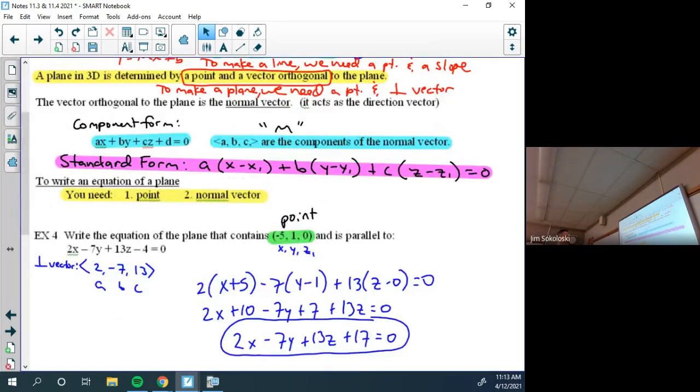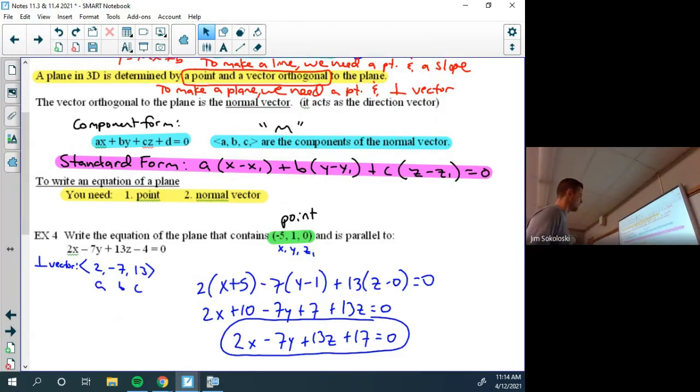So here's one example of that. Write the equation of the plane that contains -5, 1, 0. That's our point, our x1, our y1, our z1, and is parallel to 2x minus 7y plus 13z minus 4 equals 0. Okay, so there is our plane. Whenever you have a plane and you want the perpendicular vector to that plane, you literally just take the three coefficients, 2, -7, 13. There's our normal vector.